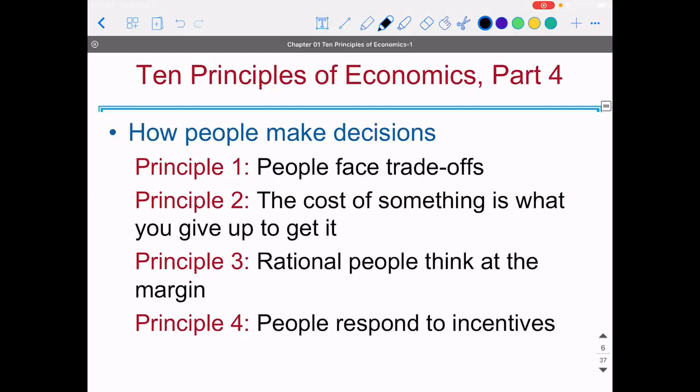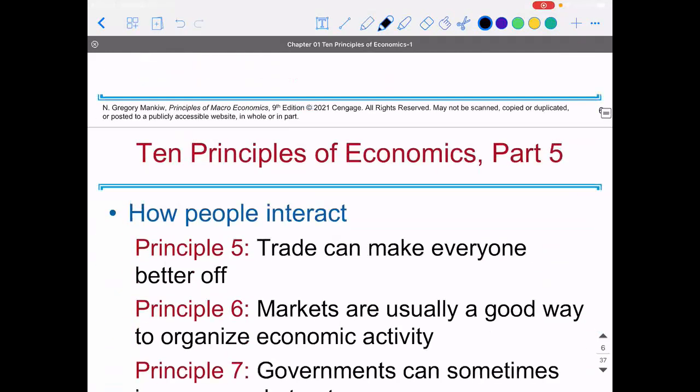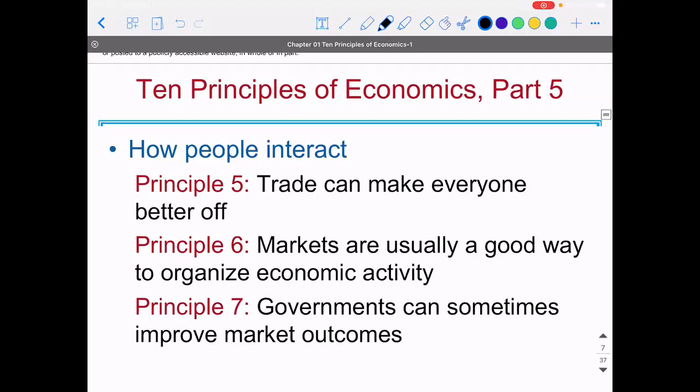So let's just review here. These are the four in terms of people making decisions: people face trade-offs, the cost of something is what you give up to get it, rational people think at the margin, and people respond to incentives. I don't disagree with a single one of these. These are in fact true. To disagree with these starts to lead you away, at least from what economics as a formal discipline deals with. Let's talk about each of these principles.